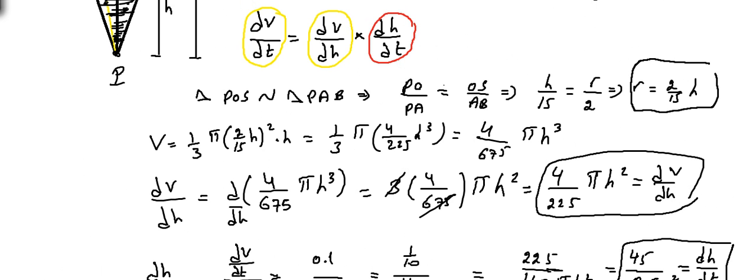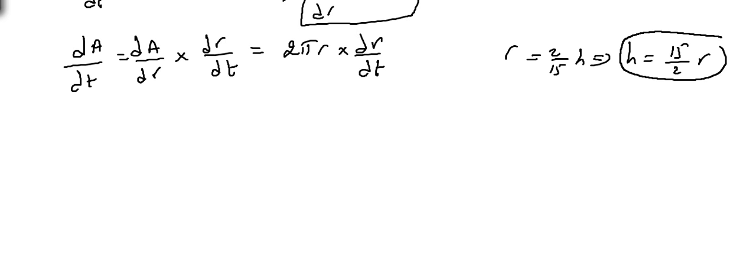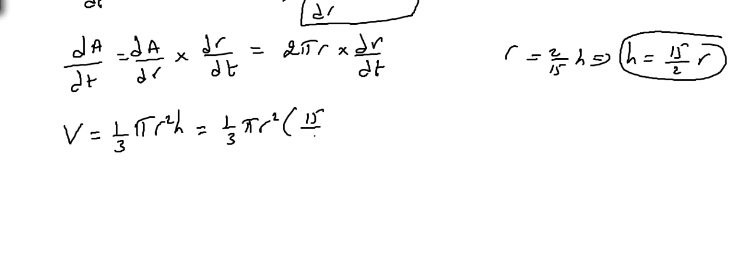R is 2 over 15H, right? We go here and we tell him that R, we found it as 2 over 15H. This implies we can find H in terms of R, which is 15 divided by 2R, because we need this. Now, volume of cone is again 1 over 3 pi r squared times H, which we found in terms of R, which is 15 divided by 2R.